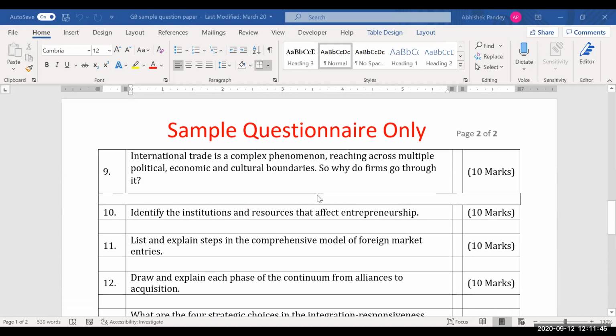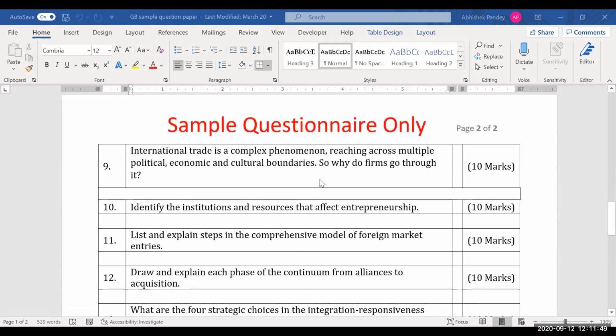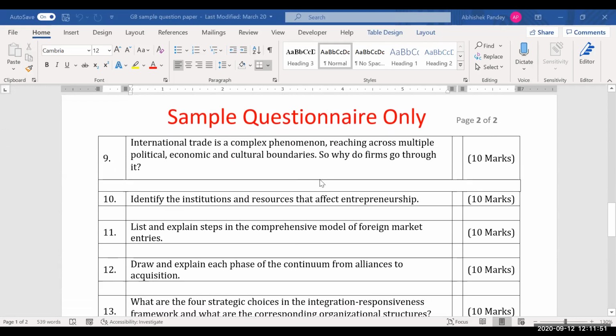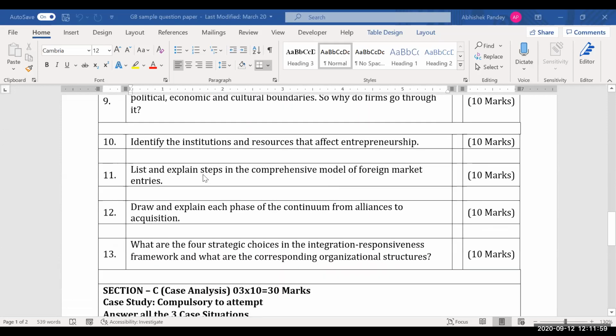So you will see here more detailed illustrative kind of questions, and more why. So it will be, why do firms go through the international trade? What are the reasons, right? Explain steps for entering foreign markets. There is an entire chapter on this, right? So what is the step-by-step model that we saw? You have to explain this here.